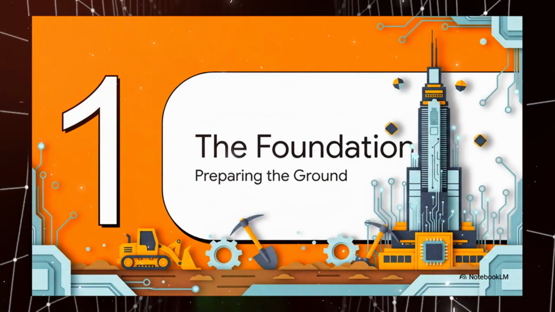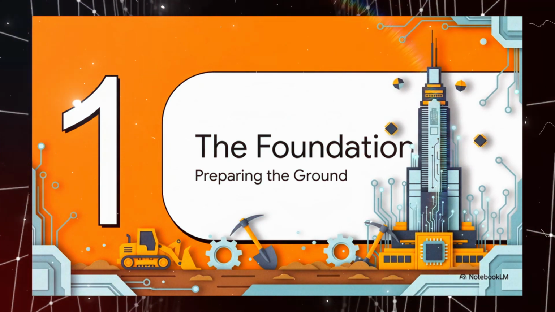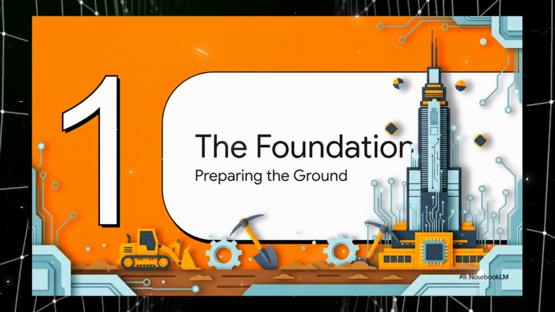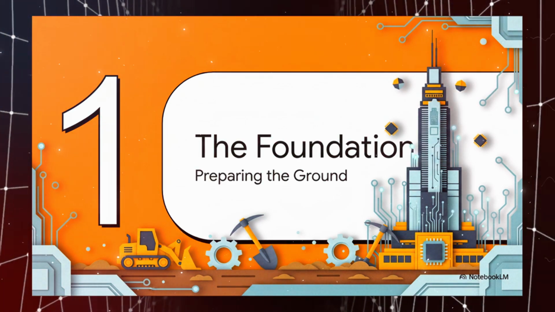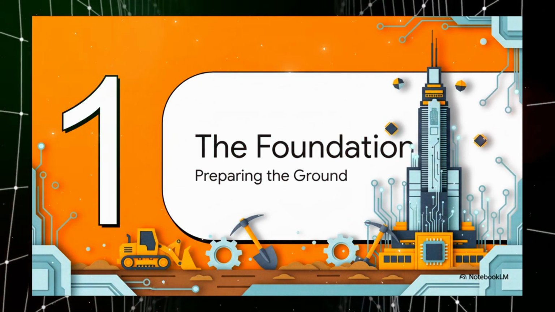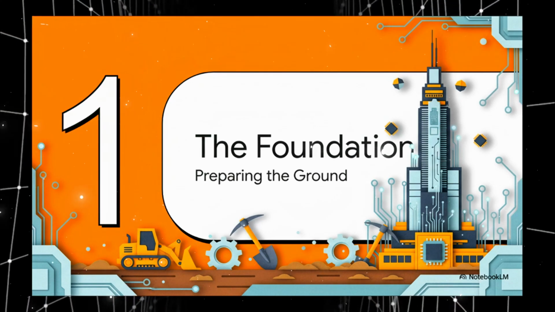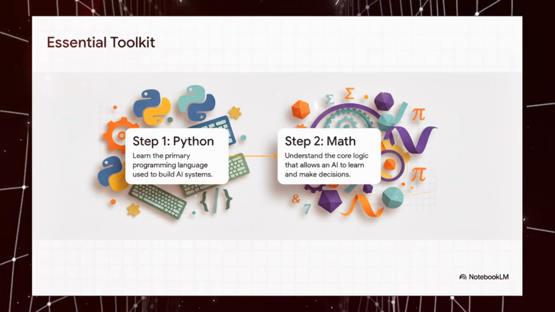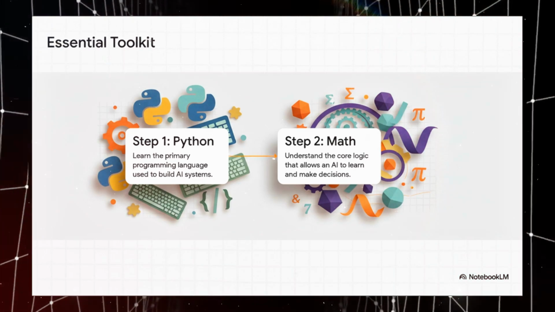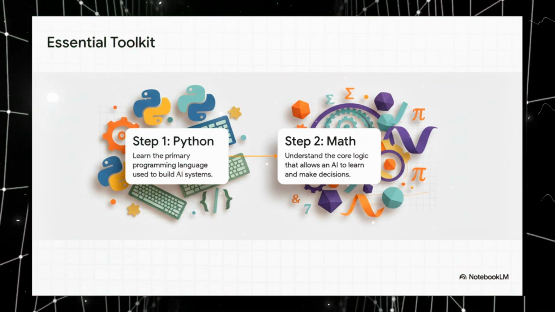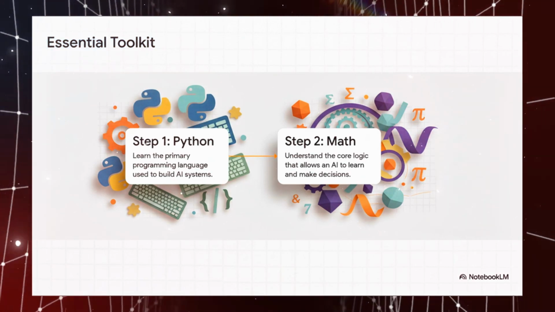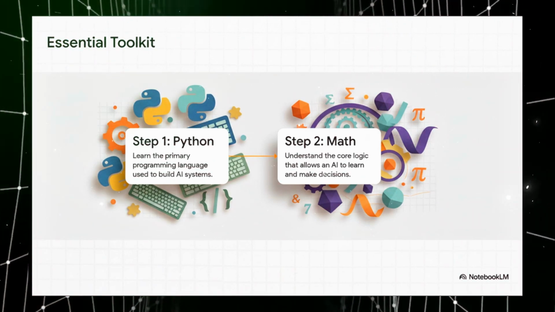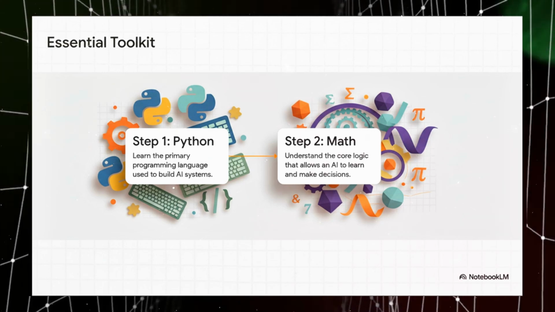Okay, so just like with any huge project, whether you're building a skyscraper or writing a complex piece of software, you absolutely need a solid foundation. So before we get to the blueprint, we have to prepare the ground. We've got to get our tools ready. When it comes to building AI, your toolkit really boils down to two crucial things. First up, Python. It has totally become the language for AI. Why? Because it's incredibly powerful, but also, surprisingly, pretty easy to get the hang of. It's how you're going to write the instructions for your new creation.